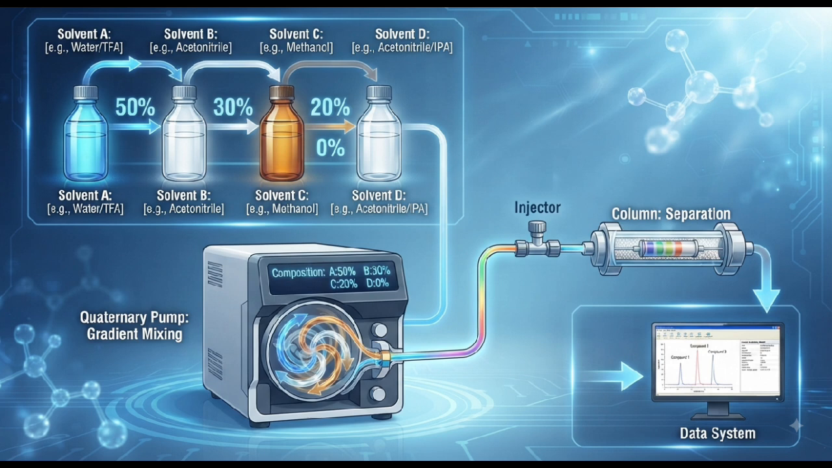Gradient proportioning valve, or GPV. For gradient HPLC systems, another important consideration is solvent proportioning or gradient composition, known as GPV. The purpose is to verify that the system delivers the intended mobile phase composition according to the programmed gradient. The exact test procedure depends heavily on the HPLC design and the approved calibration method. Some systems use low pressure mixing while others use high pressure mixing. Therefore, the calibration approach must be appropriate for the specific HPLC configuration.